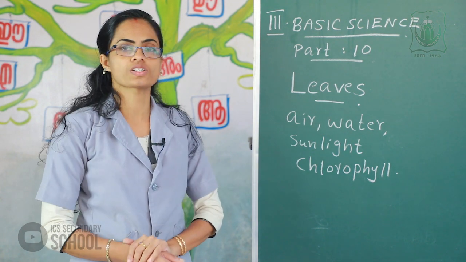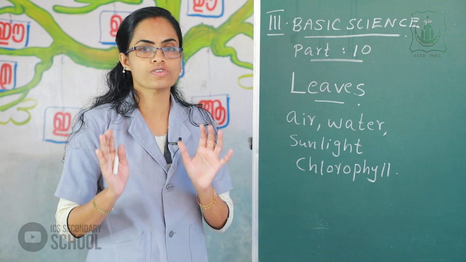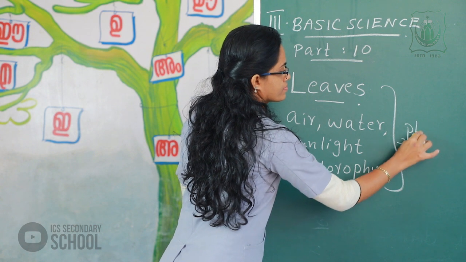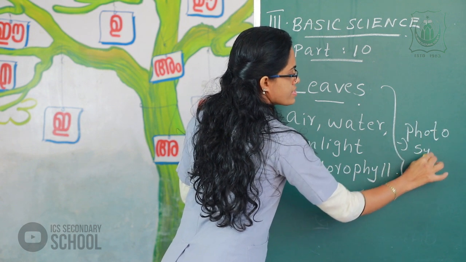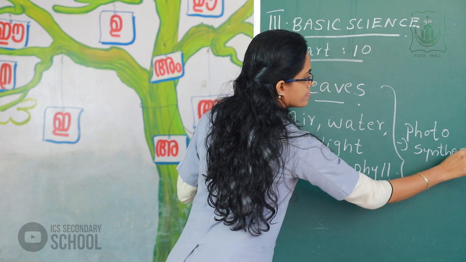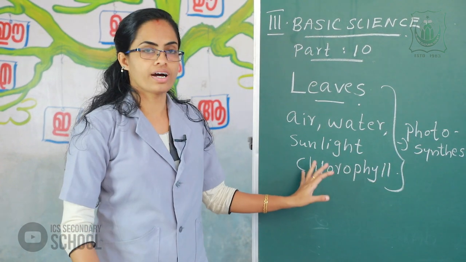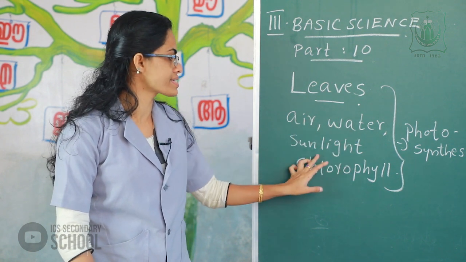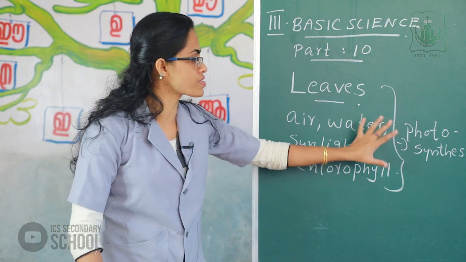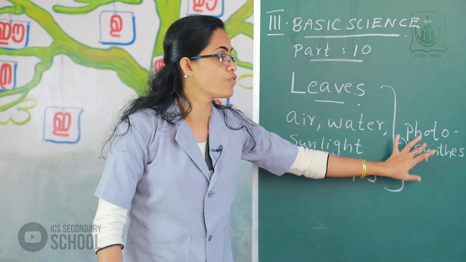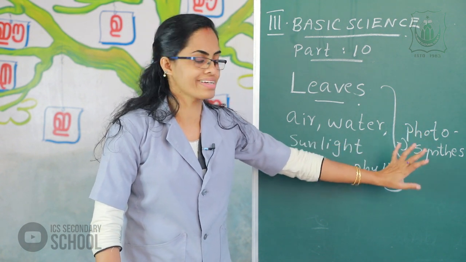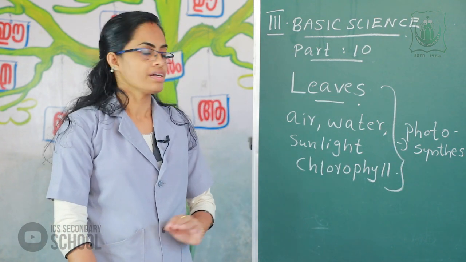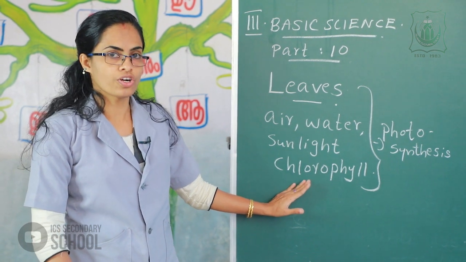That process is called photosynthesis. Listen here, the leaves make food for the plant with the help of air, water, sunlight and chlorophyll. That process is called photosynthesis. Photo means light and synthesis means getting together. Okay? All of you understand?